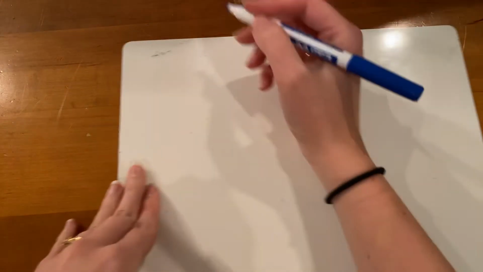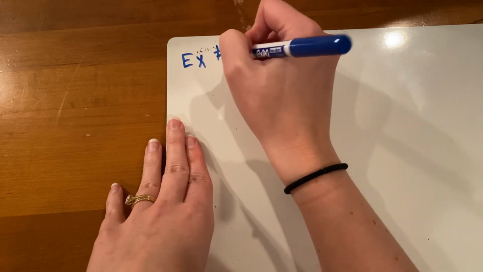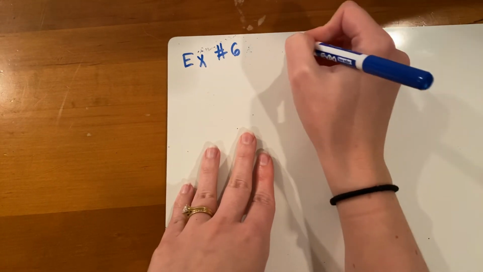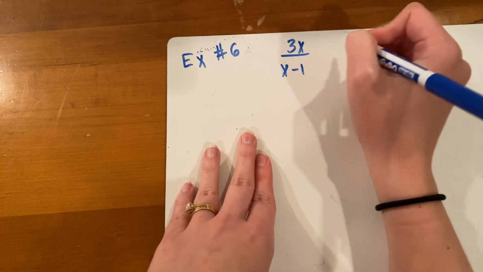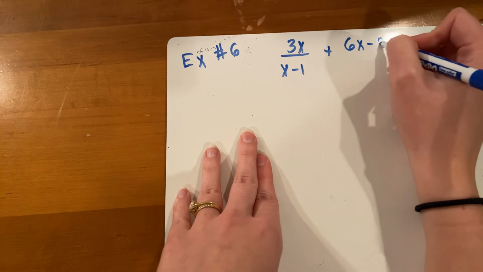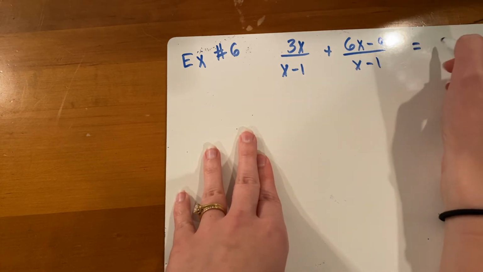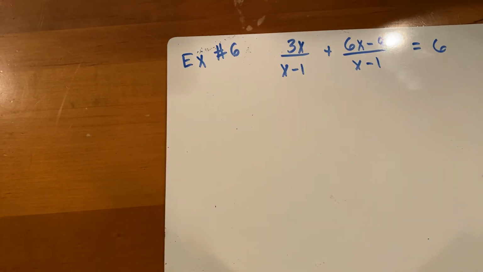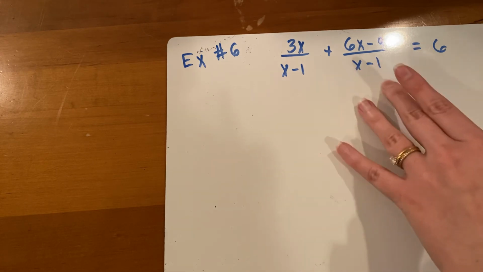So looking at example number 6, we're told to solve for 3x over x minus 1 plus 6x minus 9 over x minus 1, which is all equal to the whole number 6. So step 1 is you need to figure out what your least common denominator is. And in this case, it's actually quite simple because our least common denominator is just x minus 1.